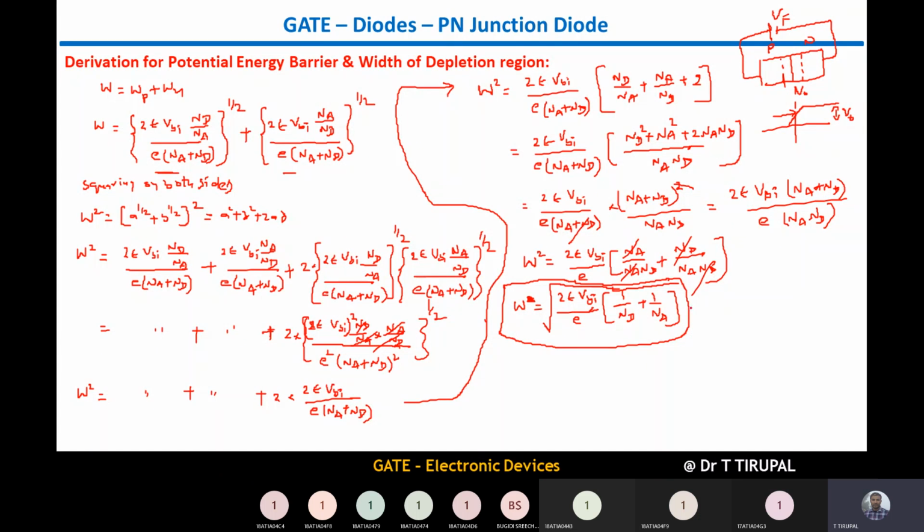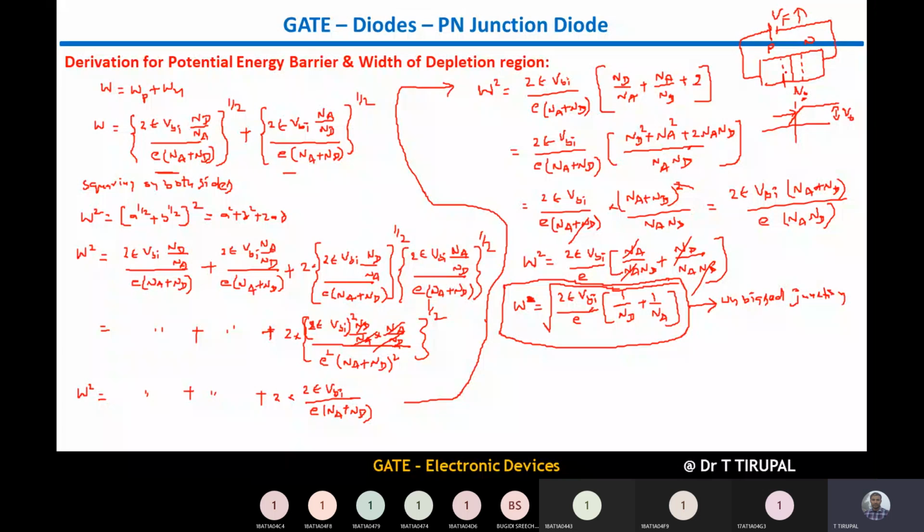Now here, this equation represents an unbiased junction, because we are not applying any forward bias or reverse bias. Suppose if we apply forward bias, what happens to VBI? It decreases or increases? Suppose if I apply forward bias here, forward bias is increased. What happens to this width? Decreases. What is decreasing? V0 decreases because the depletion region width decreases.